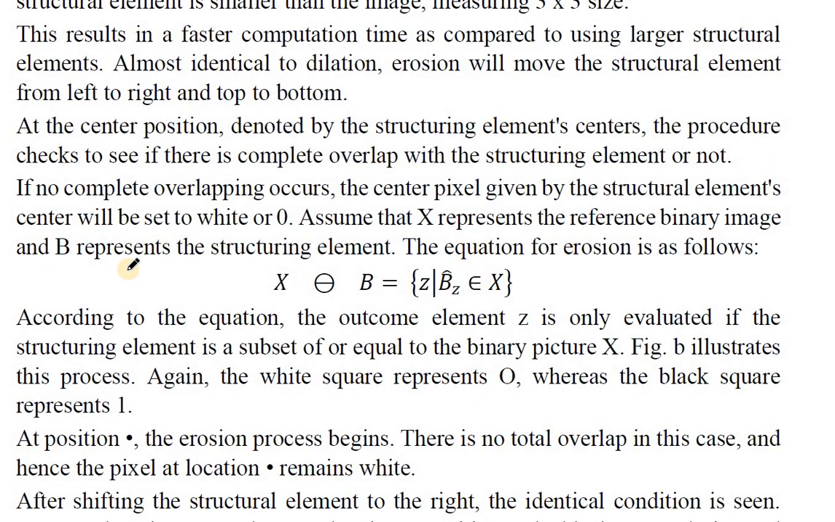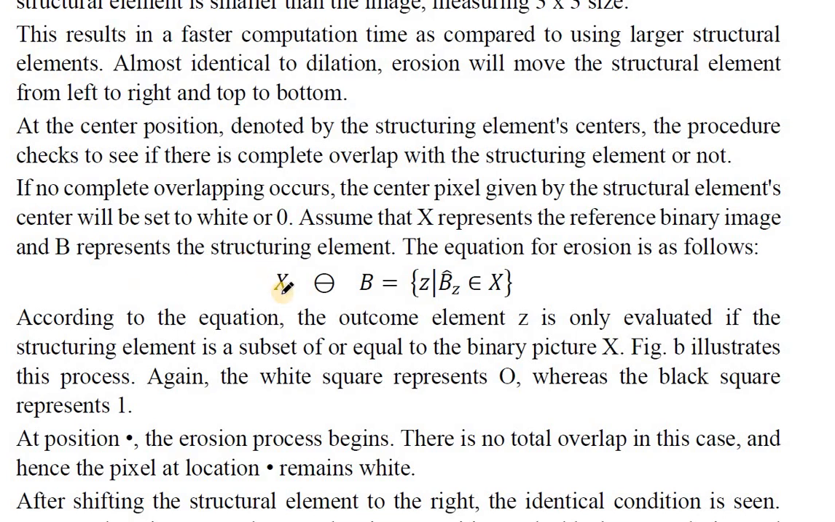Now you check whether there is a complete overlap or not. If no complete overlap happens, then the center pixel given by the structural element center will be set to white, or 0. Please remember, many times we work with the convention that white is 1 and black is 0, but in our case white is 0.